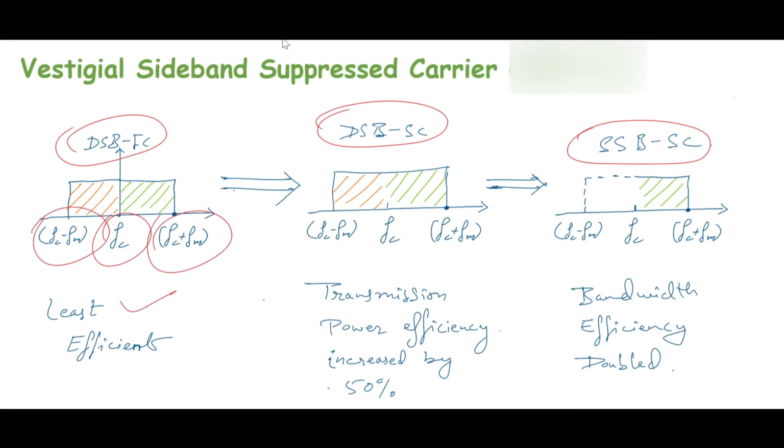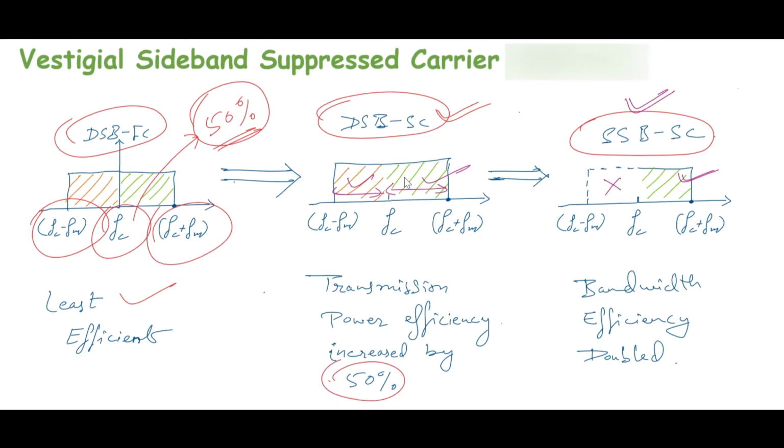And it was observed that the transmission of full carrier actually consumes 50% of transmission power. So it was decided to suppress the carrier to avoid this 50% more consumption of power. And this gave birth to a new scheme of AM generation, that is DSB-SC. In other terms, we can say that this system is 50% more power efficient than the DSB-FC system. But the bandwidth of transmission is still the same for both the schemes.